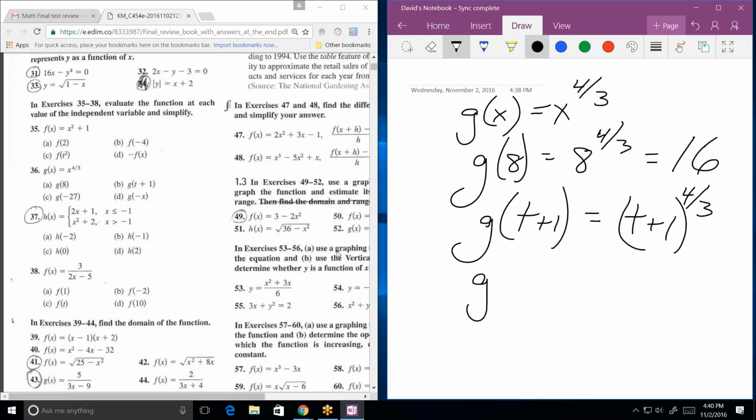What's g of minus 27? -3. This would be 9, 27. I don't know the last one. 81. 81, thanks. Is it positive or negative? Positive. Okay.